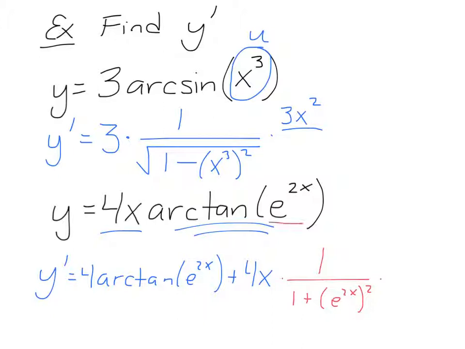The inside was e to the 2x. How do I take the derivative of that I have circled in red? That will be itself times 2, because it would also need the chain rule because it has something other than just plain old x in its exponent. But those are some examples of how we would use the derivative rules for arcsine and arctangent.